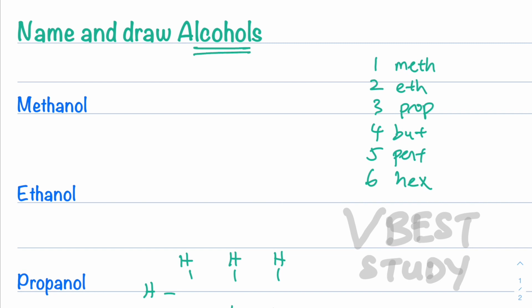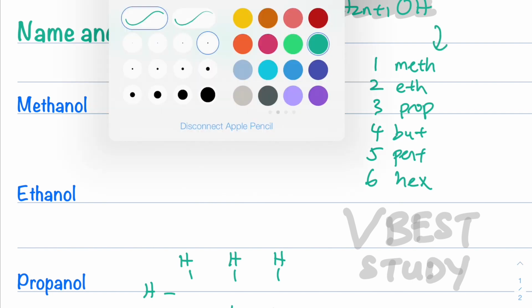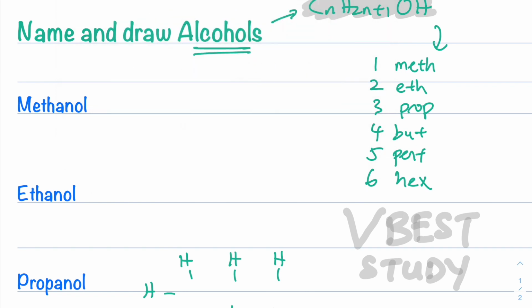Alcohols. First, you must recall the general formula for alcohols: CnH2n+1OH. This general formula is very useful, and with the special code that we learned, it will make it even easier. For example, if there's one carbon, it will be called methanol. Two carbons, ethanol. Propanol, butanol, pentanol, and hexanol.